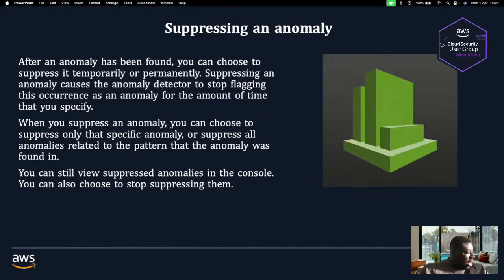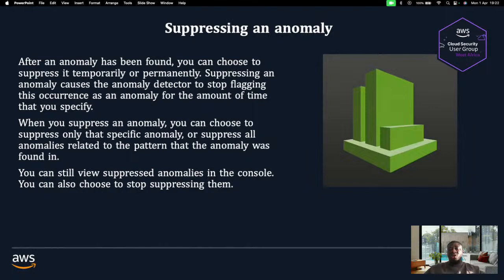Now, suppressing an anomaly. What do I mean by suppressing an anomaly? Sometimes an anomaly may be reported that you are not really bothered about. You probably know about that condition and you don't want to be getting constant alerts regarding that anomaly because it's something you are aware of. So therefore, you can proceed to suppress that anomaly. You can see here it says after an anomaly has been found, you can choose to suppress it either temporarily or permanently.